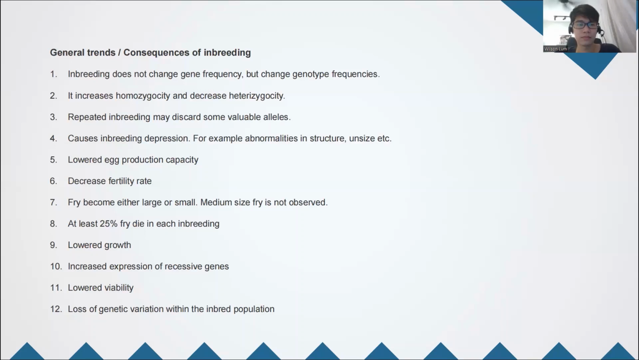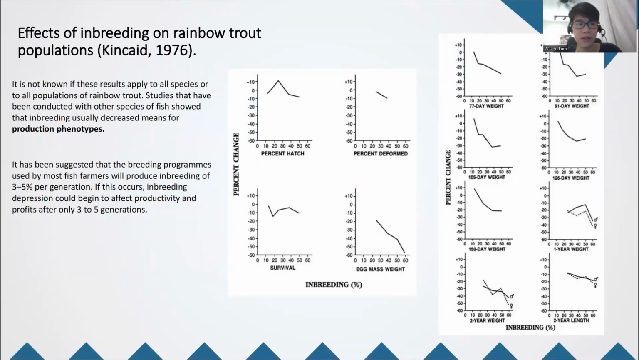Fry become either large or small, and medium-sized fry are not observed. At least 25% of fry die in breeding. Lower growth and increased expression of recessive genes mean the fish are getting less healthy every time they breed. And then lower viability and loss of genetic variation within the inbred population. This is actually a study done by Kincaid back in 1976.